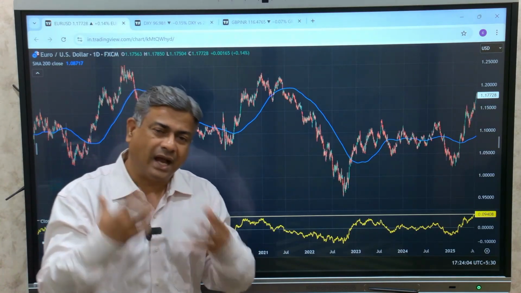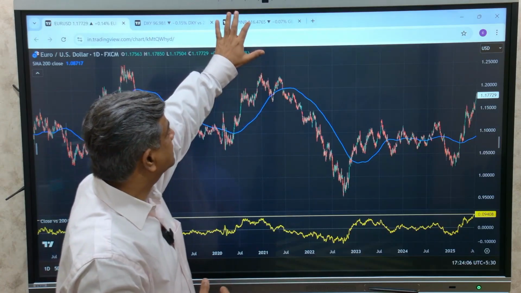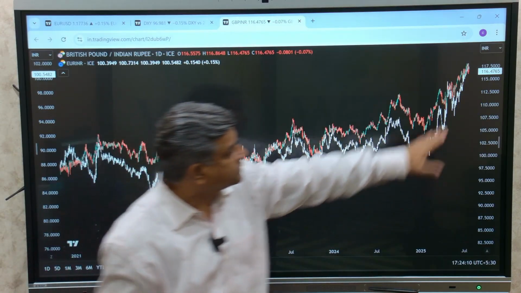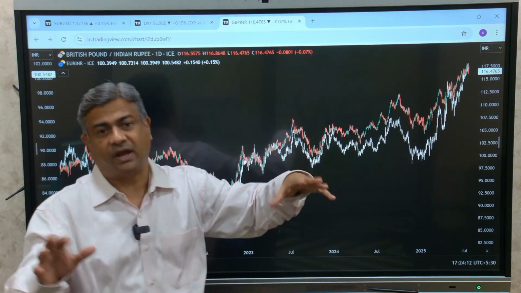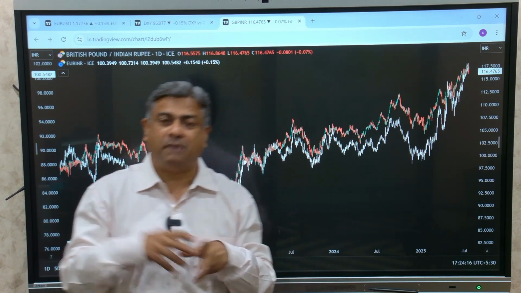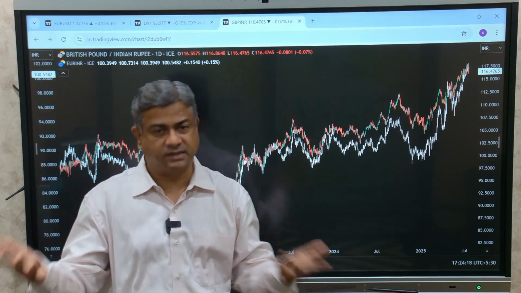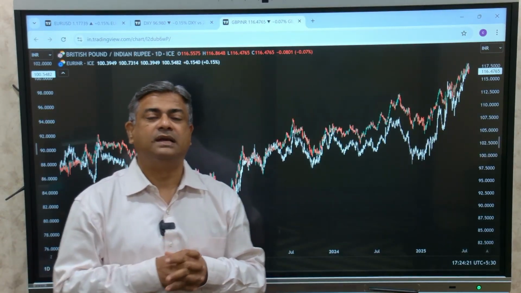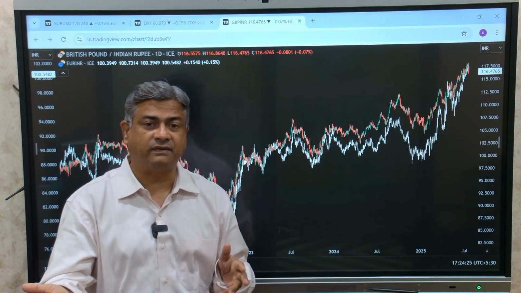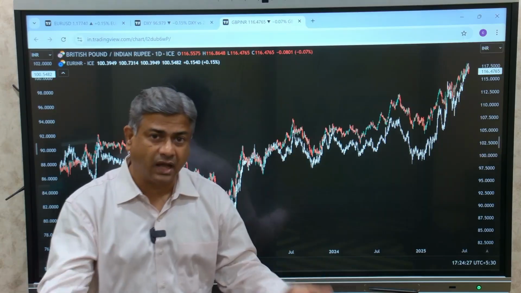So what has that led to? That has led to euro INR and GBP INR reaching multi-year peaks, in fact all-time highs. We have never seen euro above 100, it is 101 now. Similarly, we have never seen GBP at 116, 117, it is 116, 117 now.